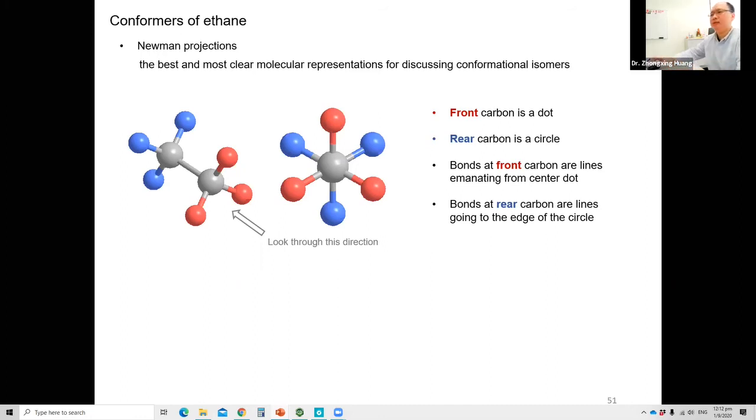So what does that mean? For ethane, it's like here. We have 6 hydrogens. I marked the hydrogens on this carbon blue, and I marked the hydrogens on this carbon red. To draw the Newman projection, you need to look through this CC bond from this direction. Put your eyes here and look in this direction.